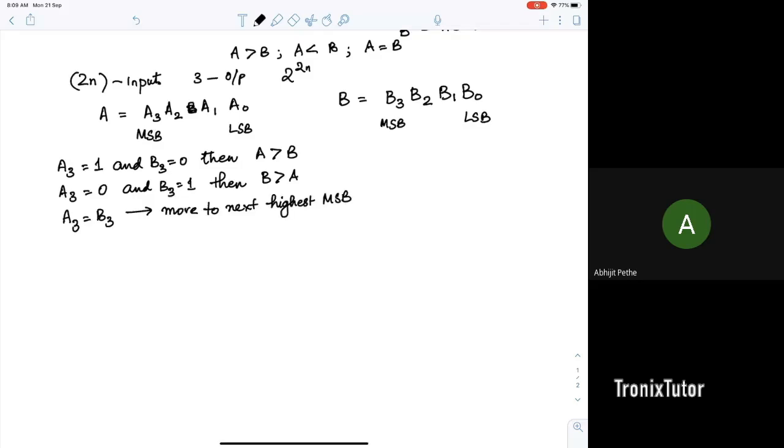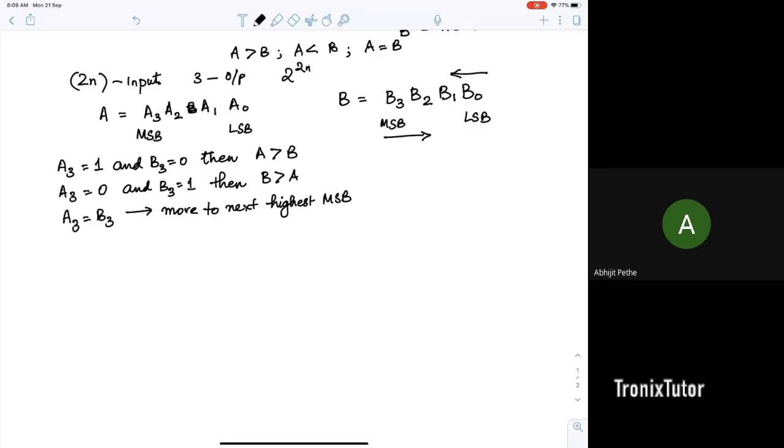Again, we are going bit by bit. Remember, in the adder we started at the LSB and moved this way, whereas in the comparator I'm going to start at the MSB and move towards the LSB. If it's 1-0 or 0-1, then I can quickly tell whether A is greater than B or B is greater than A, and I need to move to the next bit only when equality exists.